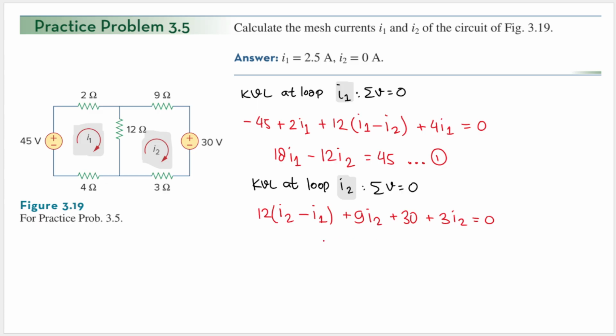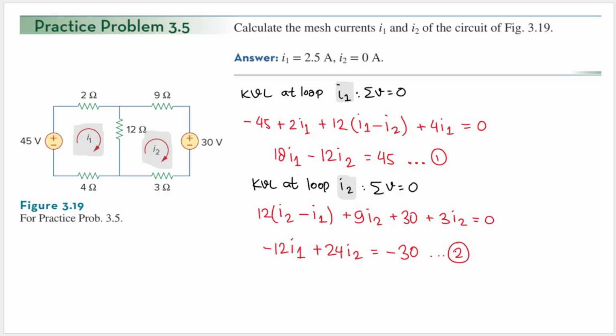Good. Now let's do some simplification here. The term I1 only comes from this one, and that is minus 12I1, right? So we'll have minus 12I1. And for I2, it comes from 3 terms here. 12 plus 9, that is 21. 21 plus 3, that is 24. So we'll have plus 24I2. Okay, that is good. And then the constant term only comes from here, and that will be minus 30, right? And let's save this as equation number 2.